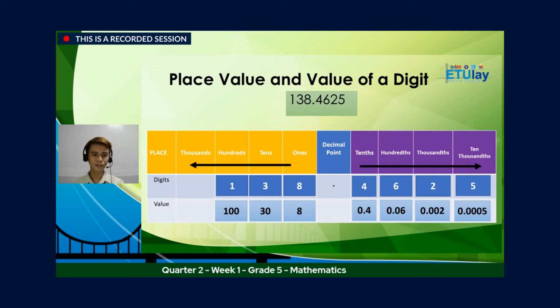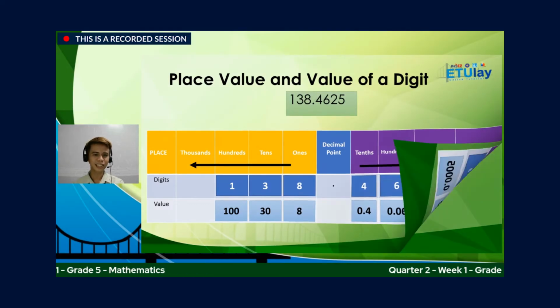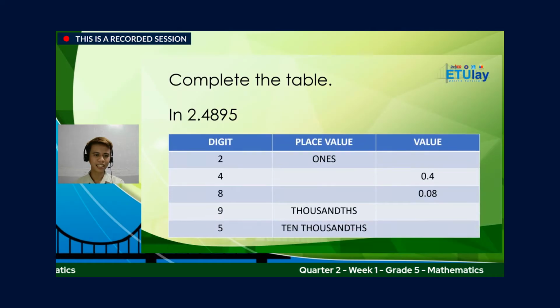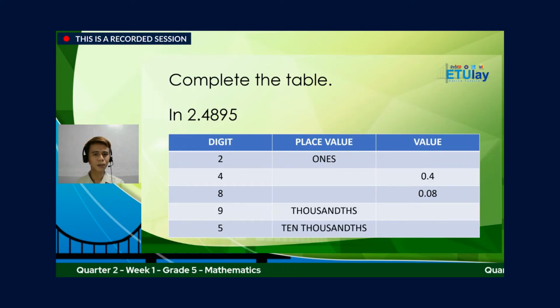Para mas maging wonderful ang ating araw sa pagkuha ng place value and value ng digit, kompletuhin natin ang table na ito. In 2.4895, kukunin natin kung ano ang nasa missing box. Number 1, itong digit 2. Given na ang place value niya, which is yung ones. At kailangan nating sagutin kung ano ang magiging value nito doon sa number na 2.4895. And if your answer is 2, correct.